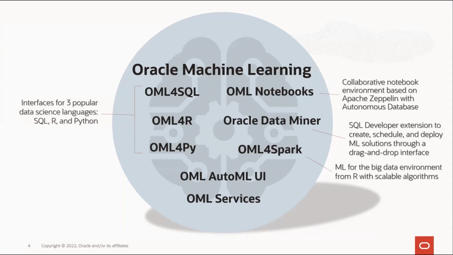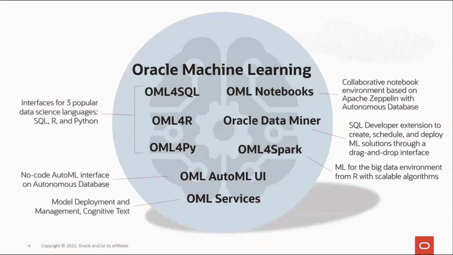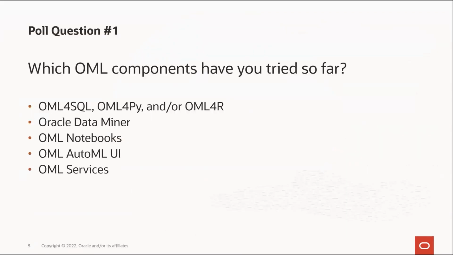Now, next is Oracle Machine Learning AutoML UI. It's a no-code user interface that automates model building, selection, and deployment. And finally, Oracle Machine Learning Services is a RESTful service for model deployment and model management, along with cognitive text analytics. OML Services supports application development using REST endpoints. Now note that users can deploy models from the AutoML UI directly to OML Services in just a few clicks. So with this as our basis, let's look at OML in the context of the Converged Oracle database.